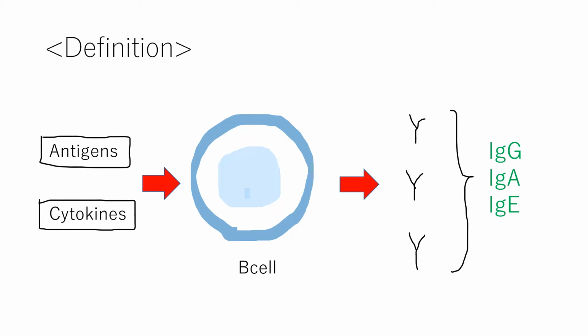Activated by antigen binding, B cells produce immunoglobulins of the IgM and IgD types, but by antigen stimulation or the action of cytokines released by helper T cells, they produce antibodies of the IgG, IgA, and IgE types.